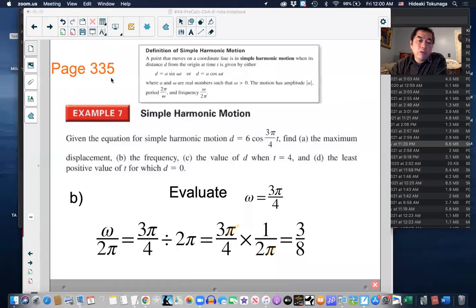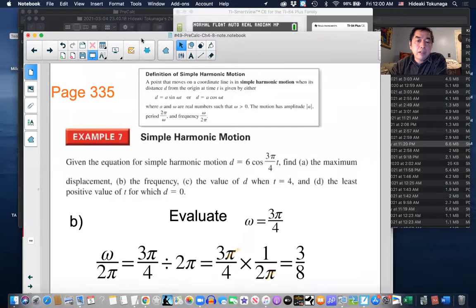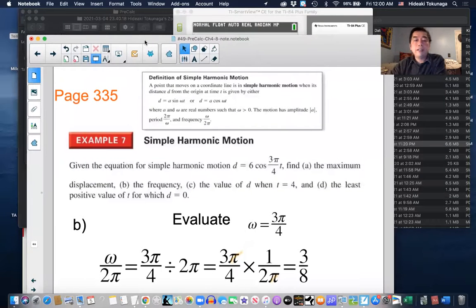Okay, this is asynchronous work for PreCalc, assignment 49, chapter 4-8, page 335. And example 7, we did in the class the algebraic way. And this is simple harmonic motion.